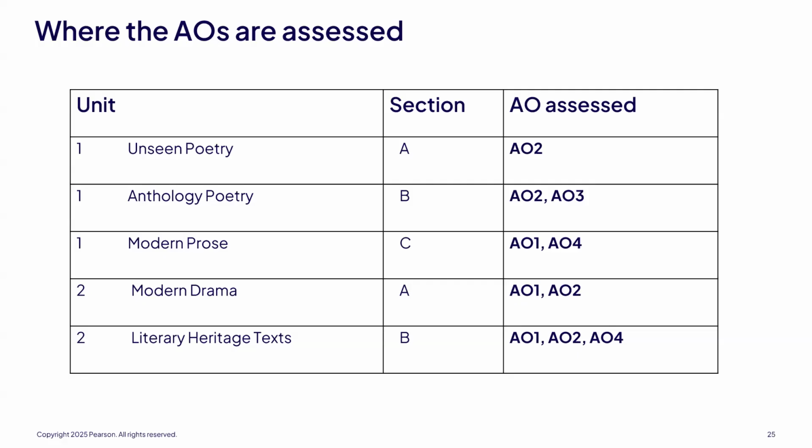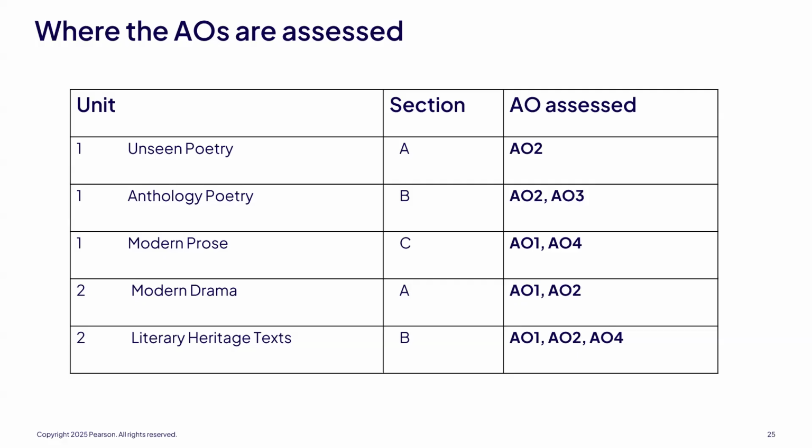So they're assessing AO2, the language, form and structure, and they're comparing the two poems, either the two named poems for question 2 or the named poem and the poem of their choice for question 3. So AO2 and AO3 are assessed there.